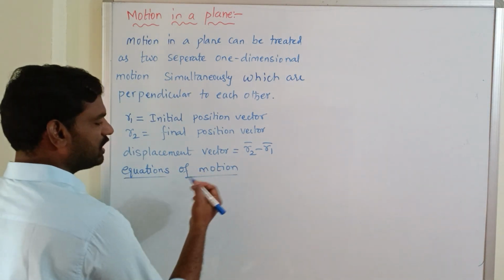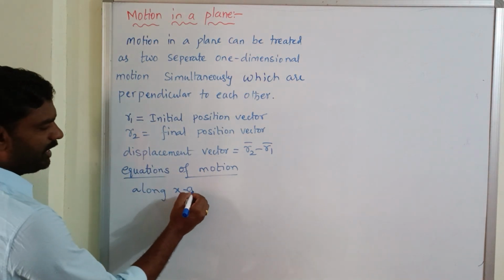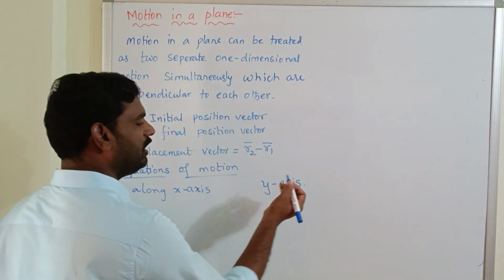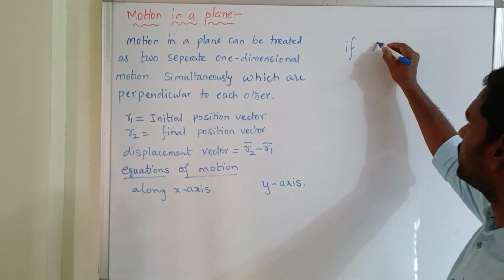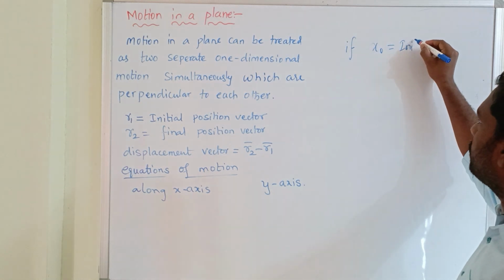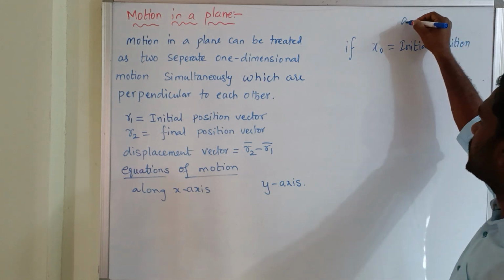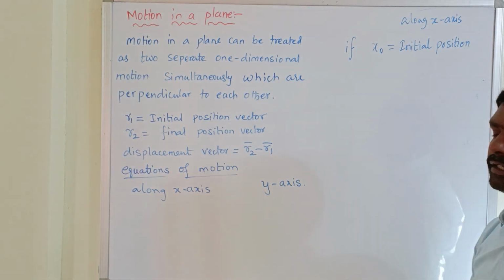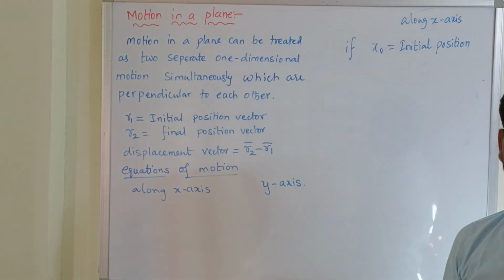We know the first equation of motion. First I am writing along the x-axis. Later I will write along the y-axis, the equations of motion along y. If x0 is the initial position of the particle along the x-axis, what does initial position mean? The time t equal to 0. That is the moment when we observe the motion of the particle.